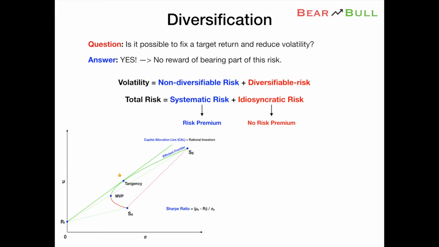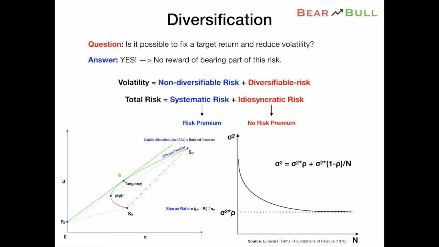The economist Eugene Fama gave us a great example to explain diversification in his 1976 book, Foundations of Finance. He calculated the expected return and standard deviation of a portfolio of N assets, assuming that all the individual assets have the same expected return and the same standard deviation. The expected return of the portfolio is a constant, since all the individual assets have the same return. But what is more interesting is to see what happens to the variance.